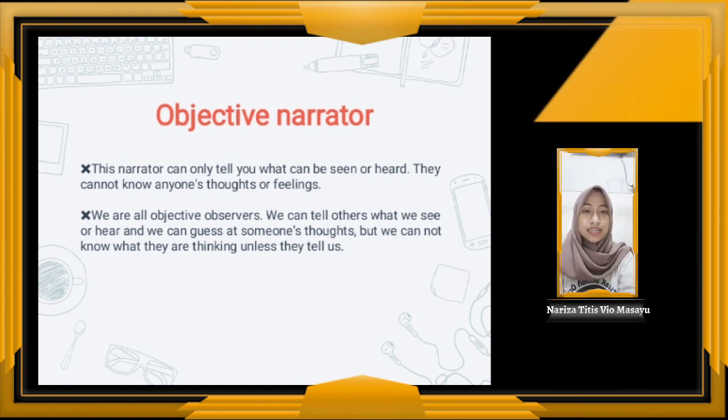And the last is objective narrator. This narrator can only tell you what can be seen or heard. They cannot know anyone's thoughts or feelings. We are all objective observers. We can tell others what we see or hear, and we can guess at someone's thoughts, but we cannot know what they are thinking unless they tell us.